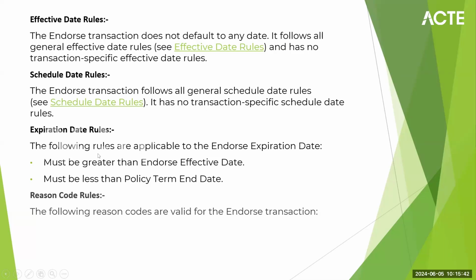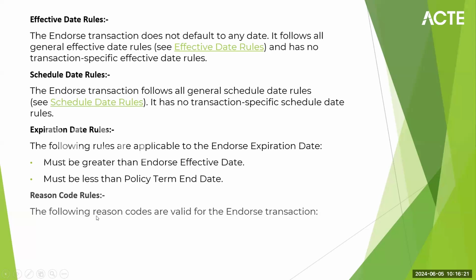Expiration date rule. The following rules are applicable to endorse expiration date. Must be greater than the endorsed effective date and must be less than the policy term end date. Nothing but whatever effective date you have given, the expiration should be greater than that, and must be less than the policy term end date. Suppose it is a 1 year or 1 month policy term, then based on that, the expiration should be less than that itself.